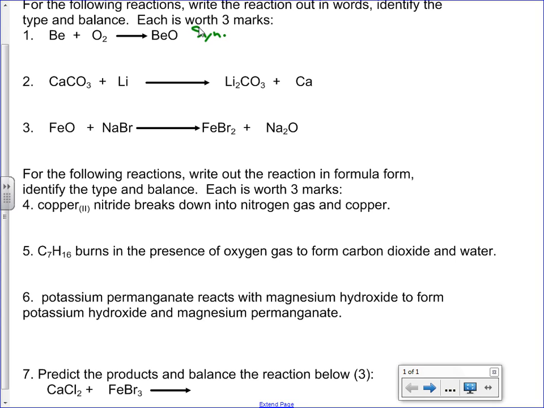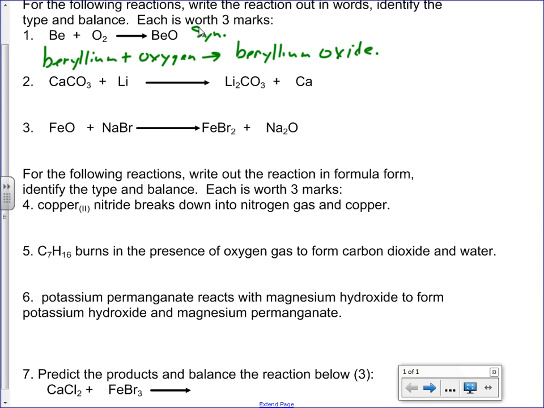We got to write it out in words. Be is beryllium plus oxygen gives us beryllium oxide. It must look like I have written it for them to get that mark. Okay, writing out the reaction in words correctly with no mistakes, 1 mark. I'll let spelling go today, but here's why in the future I won't. It's on your periodic table. Okay, copy it off the periodic table.